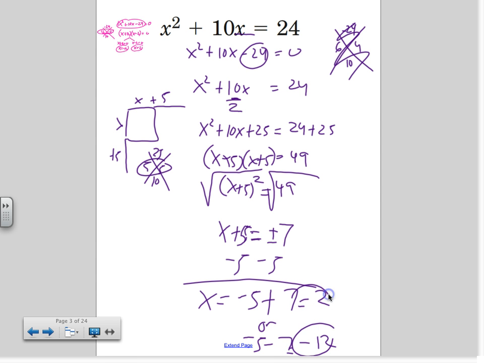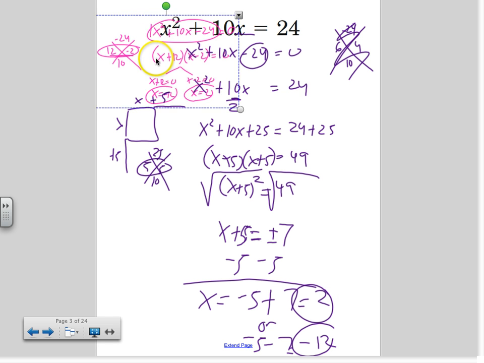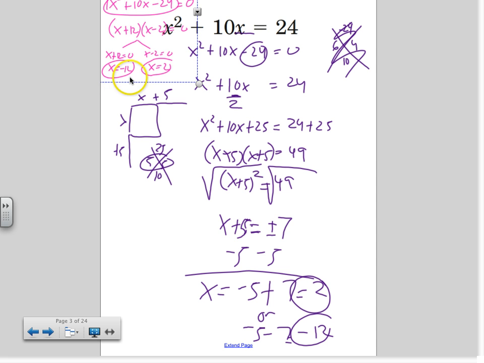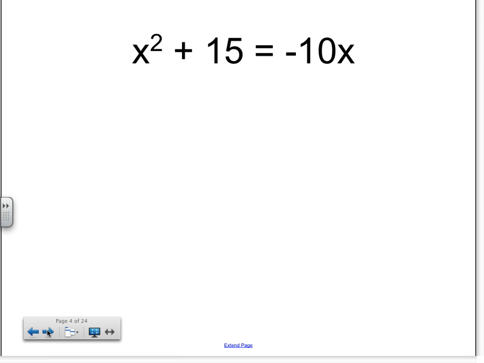And if you compare your answers to the previous one that we just did earlier, notice that we got the exact same answer, 2 and negative 12. And there it is. Hopefully I can convince you that completing the square makes a lot more sense for problems that aren't factorable. Okay, let's try another one right here.